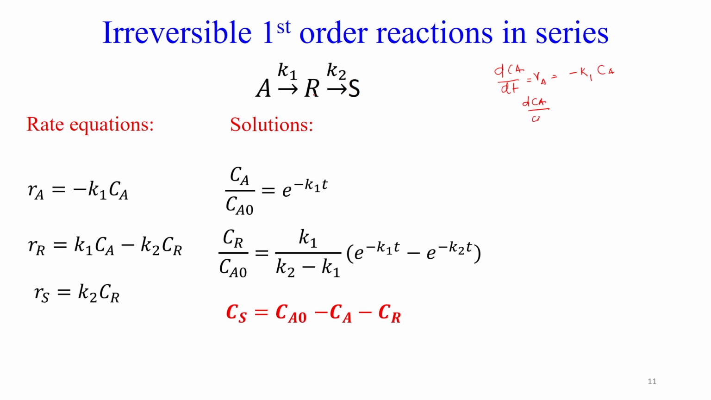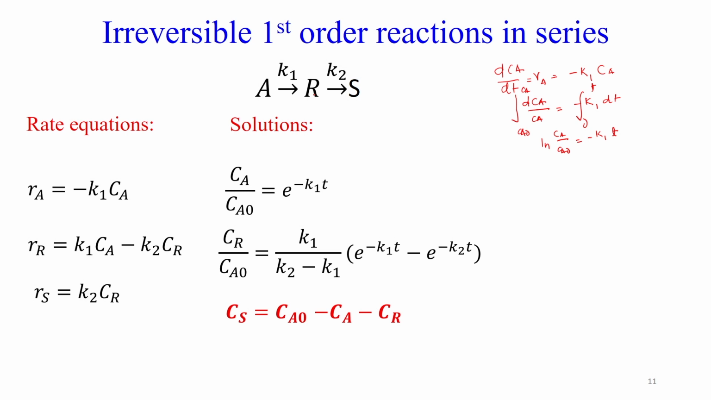So, this will be like dCA upon CA equal to minus K1 dt, integrate from 0 to t, and on the left we are going to integrate from CA naught to CA. So, we will end up with ln of CA upon CA naught is equal to minus K1 into t. So, CA upon CA naught is equal to e to the power minus K1 into t.